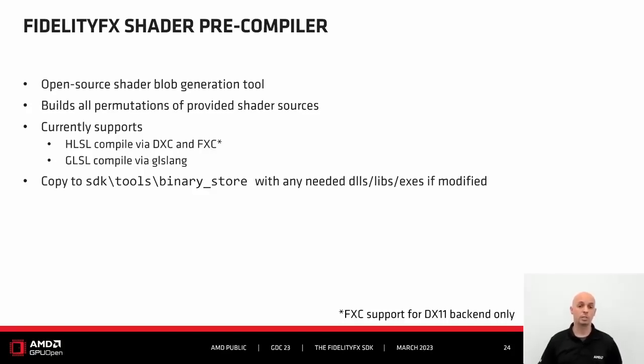Now currently, the shader compiler supports HLSL compiling via DXC and FXC when using DX11 backend, and GLSL compile via GLSlang. The tool is easily modifiable to support additional flags and options you may need for your game needs. Just be sure to copy the compiler binary into the SDK tools binary store directory, along with any needed libraries or DLLs if you make any changes.